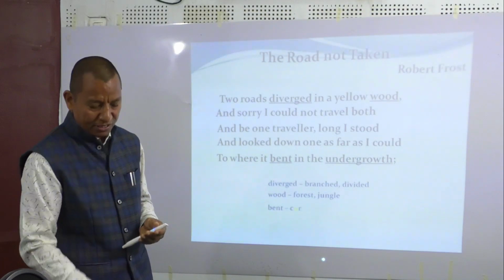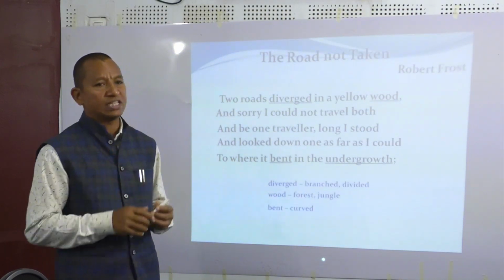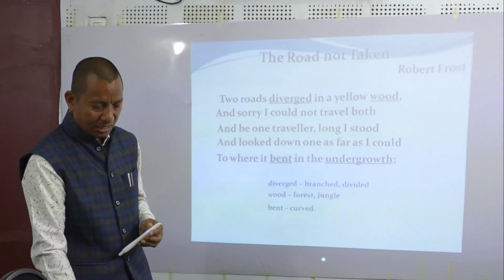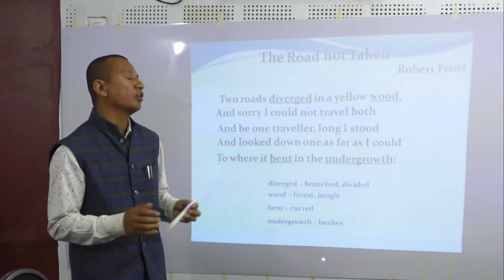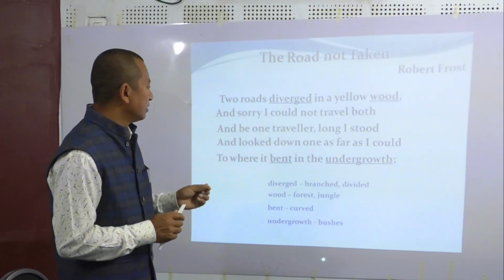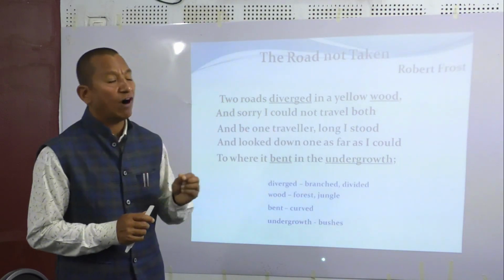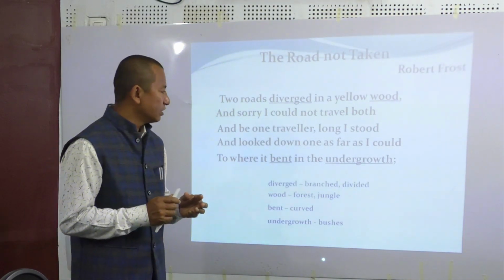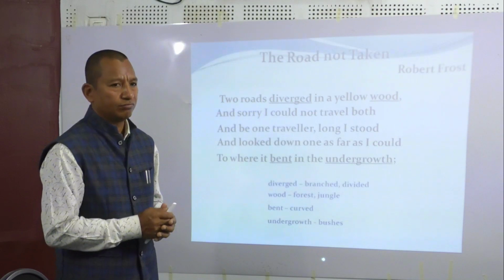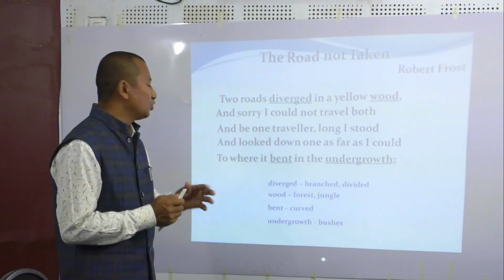Undergrowth means bushes, small plants, and bend means curve. So there he can't see far because the undergrowth prevents him from seeing far.